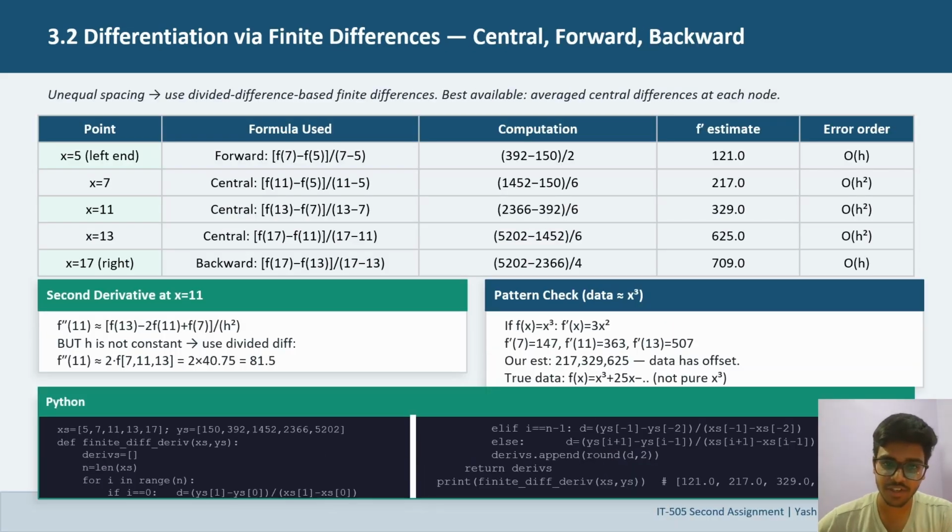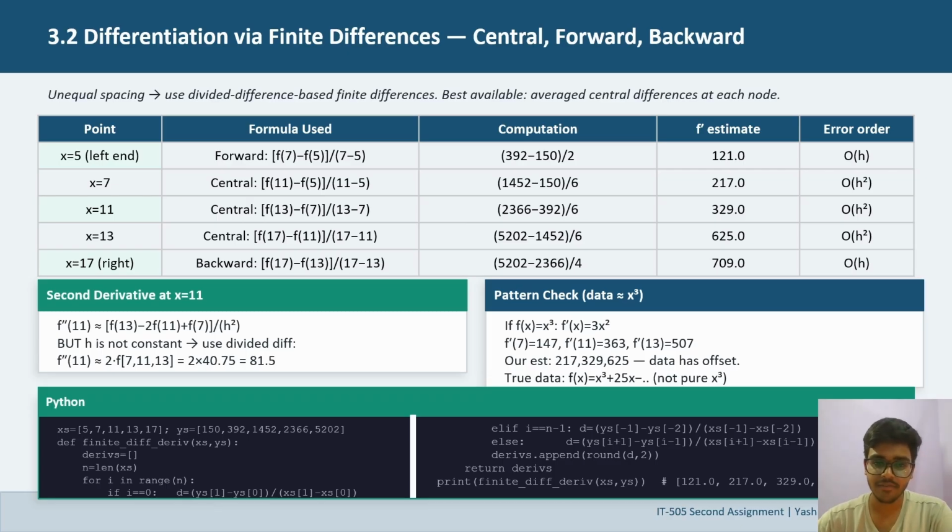Finite differentiation. Here, instead of building a complete interpolation polynomial, we directly estimate derivatives using nearby data points. Since our x values are not equally spaced, we cannot use the standard equal spacing difference tables directly. So we use divided difference based finite difference approximations. Now let's read the formula properly. For the forward difference formula, we say f dash of x is approximately equal to f of x plus h minus f of x, divided by h.